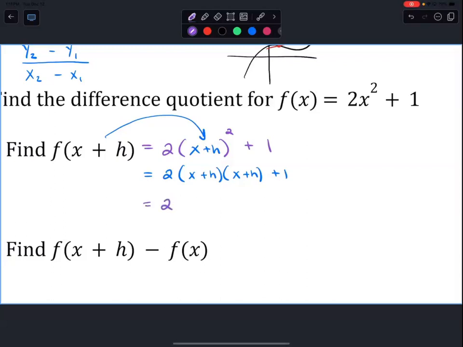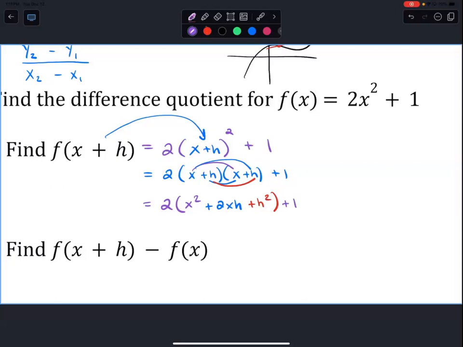So 2 times, if you distribute all this, you get x times x, which is x squared. When you distribute x times h and h times x, you get xh twice, or hx twice, doesn't matter, just keep it consistent. So you get plus 2xh, and then lastly, when you distribute h times h, you get h squared, and then plus 1 here in the end.